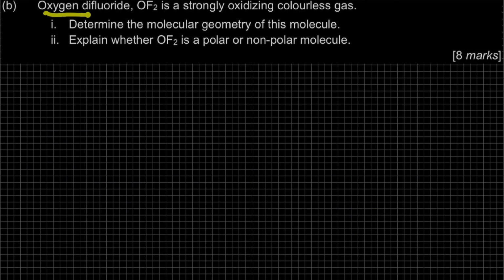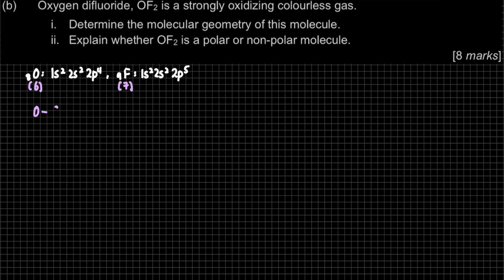Question B, oxygen difluoride is a strongly oxidizing colorless gas. 1 Roman, determine the molecular geometry of this molecule. Okay, so to determine the molecular geometry, you have to draw your Lewis structure. So again, first thing first, we have to find the number of proton for the oxygen and fluorine to determine the valence electron. From the electronic configuration, we know that the oxygen has 6 valence electron, whereas the fluorine has 7 valence electron.